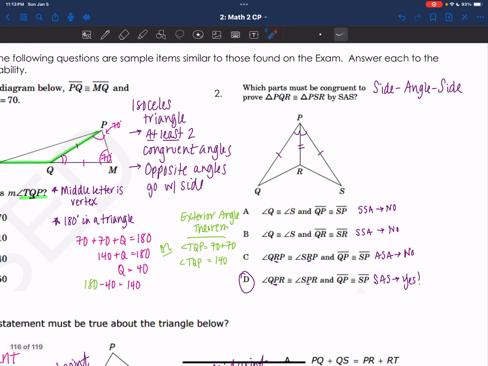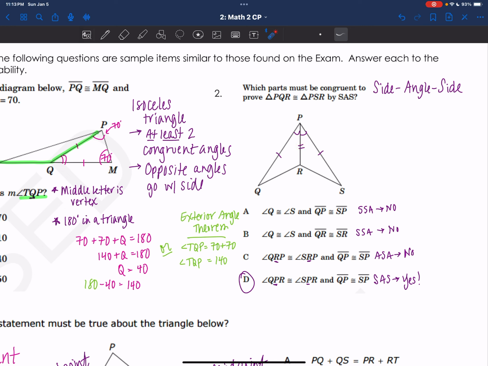All right, for this one, it says which parts must be congruent to prove that triangle PQR is congruent to PSR by side angle side. So that's what that stands for. You're going to go through and look at each one. So you've got angle Q, angle S, and then QP and SP. Well, then this is the reflexive property, so that's saying it's congruent to itself.